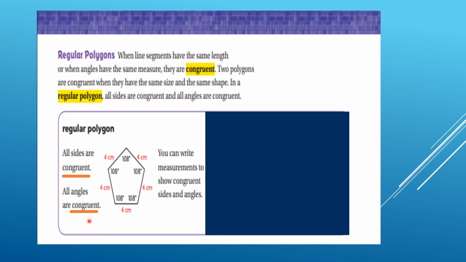All angles are congruent. So now I have 2 conditions that are valid. All sides are congruent. All angles are congruent. So my polygon is regular. This is a regular polygon. Remember, students, for a regular polygon, sides must be congruent, angles must be congruent in the same shape. Very good. And this is page 638.